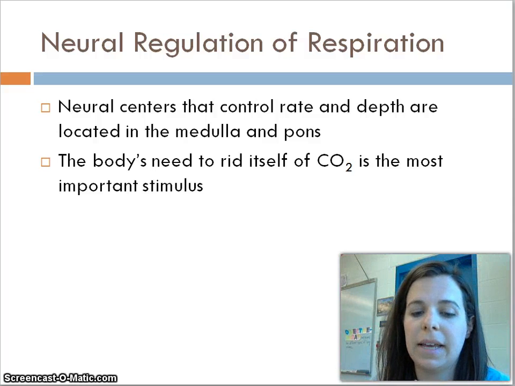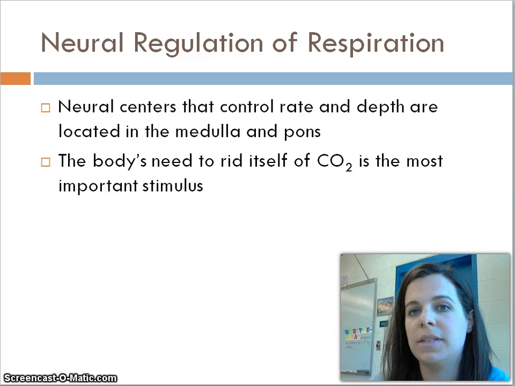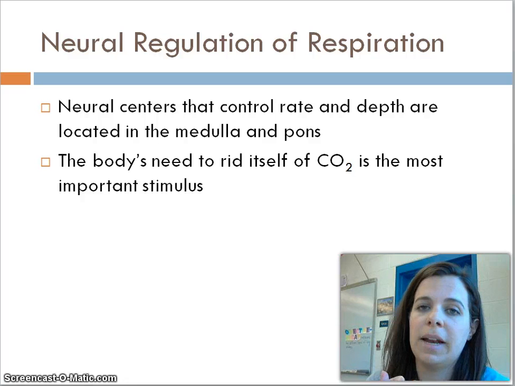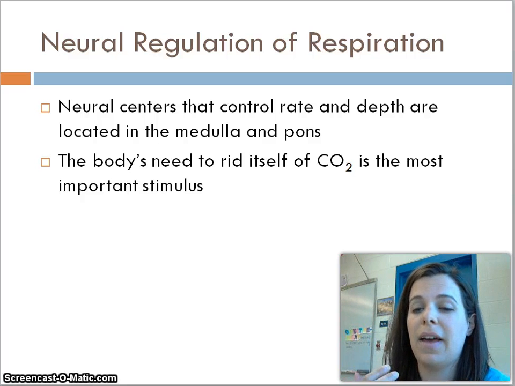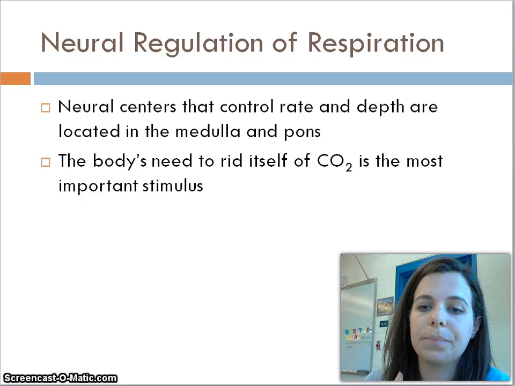And then finally is the regulation of respiration. Your respiration is controlled in your medulla and your pons, and the most important stimulus for this is the amount of CO2 in your body. If there's a high level of CO2 in your body, you're going to breathe more. If there's a low level, you're going to breathe less. Obviously, there's a lot of other factors, but this actually is the most important stimulus for your respiratory rate.